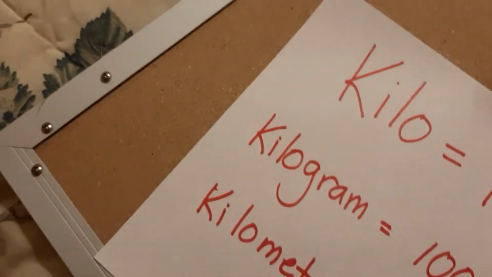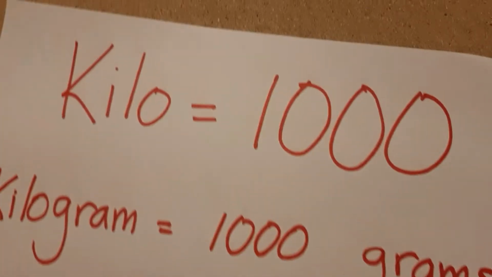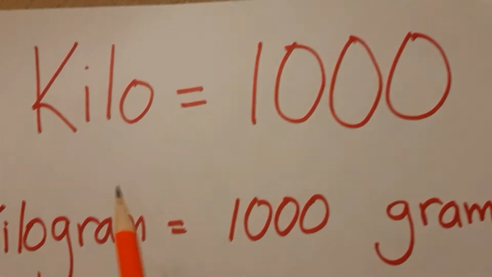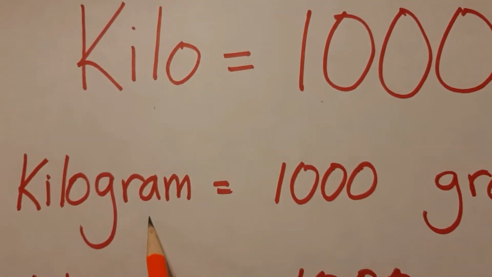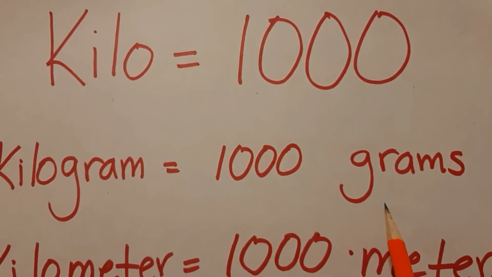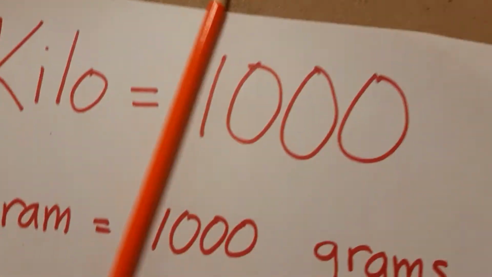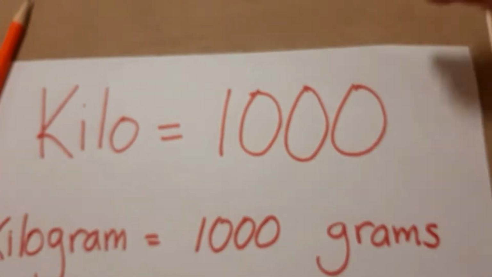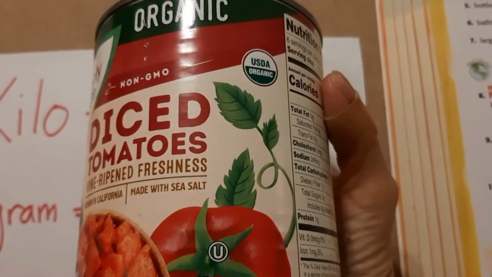Now, what's really interesting about the metric system is the words actually mean something. The prefixes, that's the part before, mean something. So kilo means 1,000. So when we talk about a kilogram, it means 1,000 grams. So that would mean you would need 1,000 pennies to equal my kilogram can.